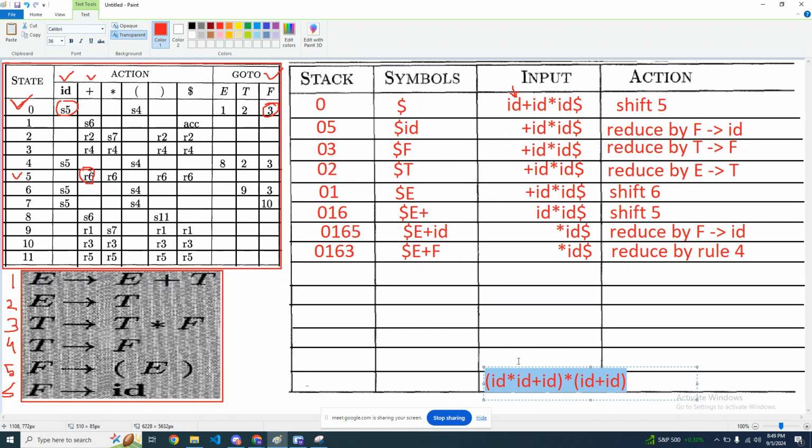So you might be given this long string, and you are asked to verify whether it is possible to parse this string or not using this parsing table, right? So you can be given a small string, you can be given a long string. So you need to practice this at home.